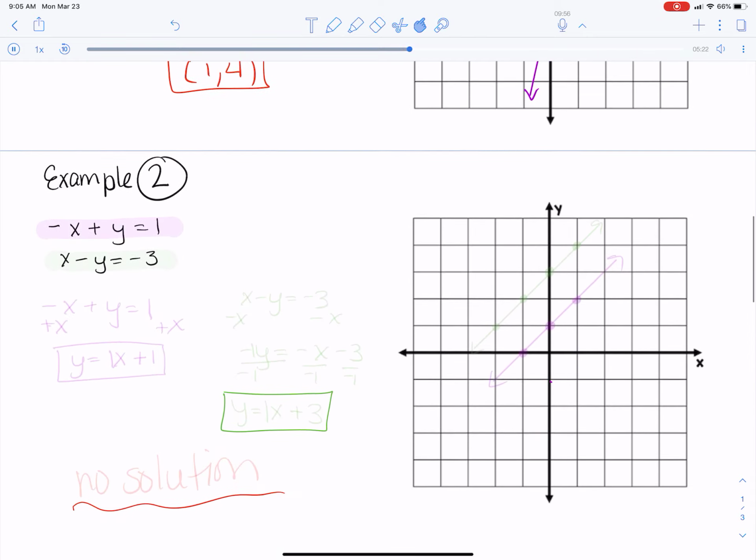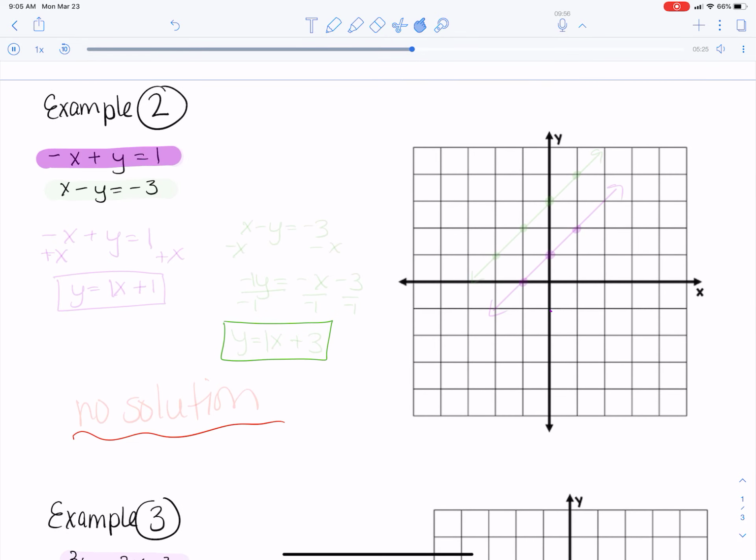All right, so let's look at example 2 now. We have negative x plus y equals 1, and then we have x minus y equals negative 3. Neither of these are in slope-intercept form, so we need to rearrange them. I'm going to start with the first one and rewrite it. We want to get y by itself, so all we have to do here is add x to both sides. So we get y equals x plus 1. That's our first equation we're going to graph.